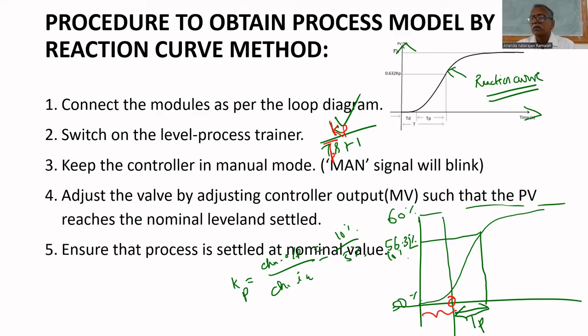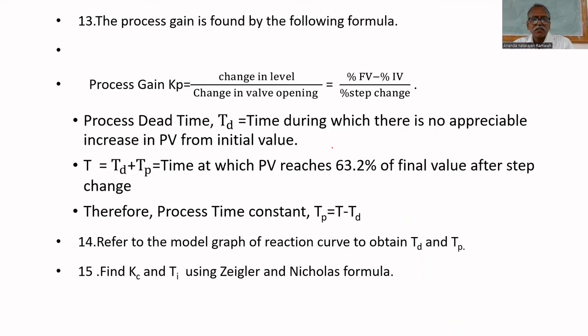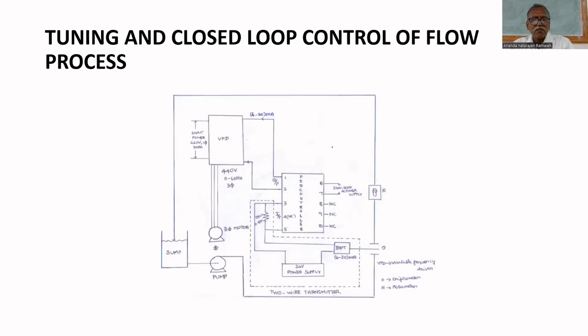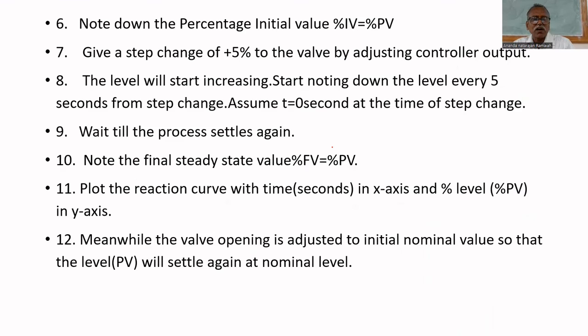Measure this time. There is no output for some time. Measure this time. That is Td. This is Td, Tp, Kp. How to find? Change in output by change in input. Therefore, you got the mathematical model. If you know these three, you can find the tuning parameters. The tuning parameters can be found by using this formula.